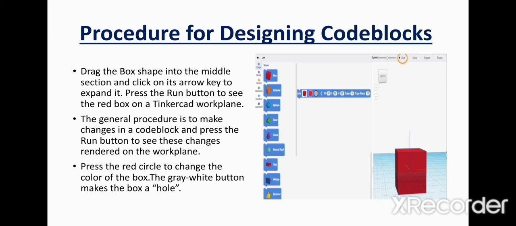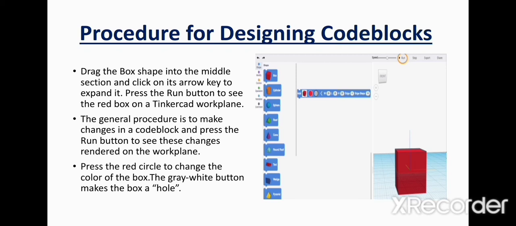Procedure for designing the code blocks. For designing the code block, first of all you have to select the particular object from the side menu bar and drag it into the workspace. Then you have to find the code block panel. As you can see in this diagram, all the options that appear on the left side of the diagram are called the code block panel.